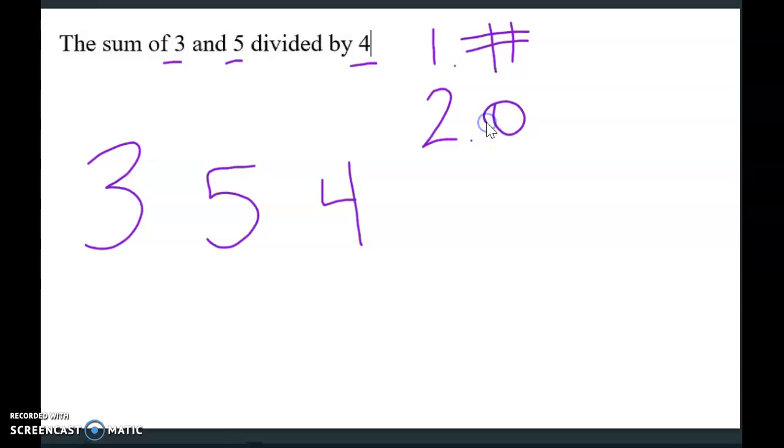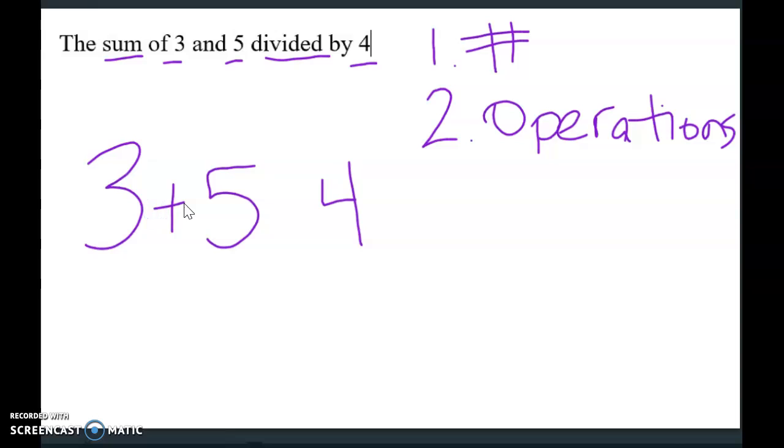Now we need to take a look at what operations are we going to be using? Are they telling us? The sum of 3 and 5 divided by 4. Well, we know sum is addition. So we're going to put it between 3 and 5. Why did I put it between 3 and 5? Because I want to find the sum of those numbers. Then I'm going to divide that sum by 4.